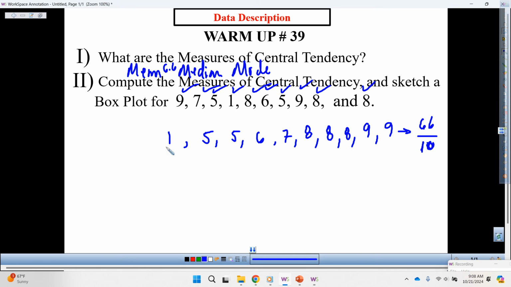Median. There's 10 data. We go to the center. We got 1, 2, 3, 4, 5. 1, 2, 3, 4, 5. In the center, there's nothing there. So what do we do? Tell your neighbor. Yeah, add the 2 closest data to the center, and divide by 2. So 15 divided by 2 is 7.5.